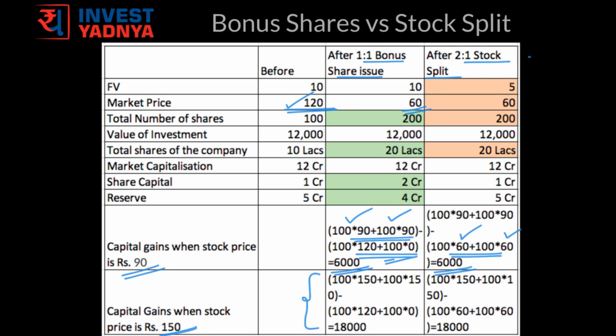So this is what happens technically. It hardly matters for the investors or the company whether the company goes for a bonus share issue or a stock split. The company goes for a bonus share issue or a stock split only to increase retail participation.